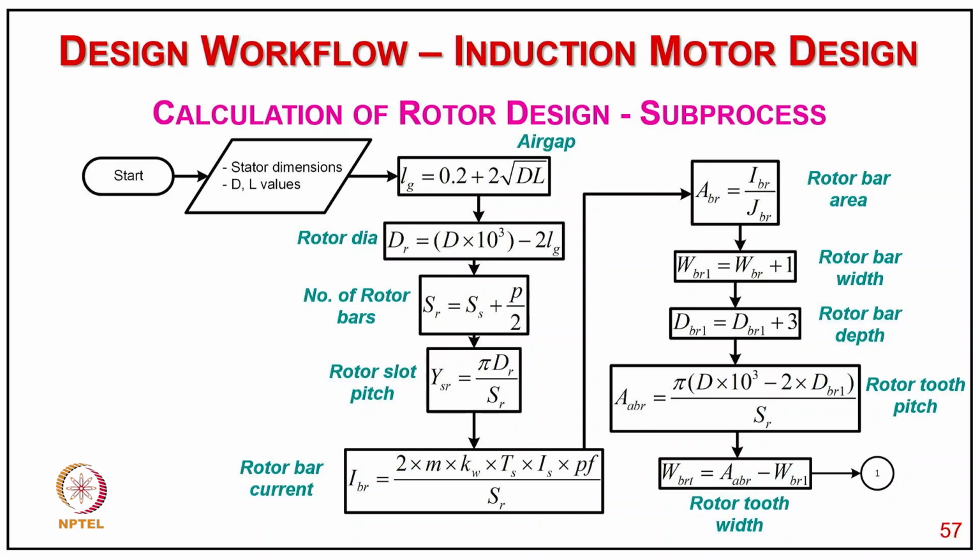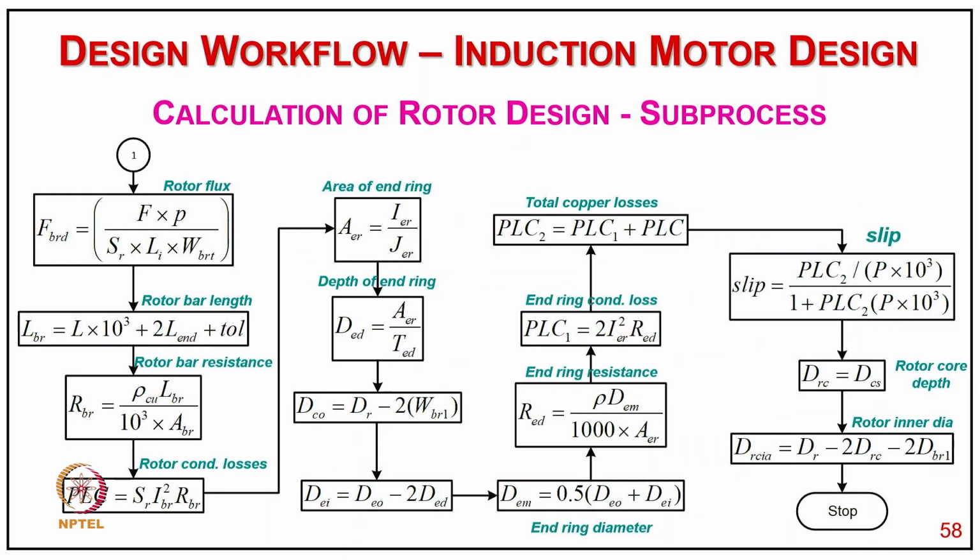Now, as part of this process, more microscopically, we have the stator dimensions already calculated from stator design, D and L. Then we calculate the air gap length from the relation lg equal to 0.2 under root DL, then rotor diameter D minus 2 lg, then rotor bars, typically Sr equal to Ss by 2, then the rotor slot pitch, Sr pi Dr upon Ssr. Then we calculate the rotor bar current from this relation, then the bar cross section area, then the rotor bar width, then rotor bar depth from these relations, and rotor bar pitch, and then we get the rotor width. Then we go next to calculate the rotor flux, then rotor bar length, rotor bar resistance, rotor conductor losses, then the area of the end ring, depth of the ring, and then the diameter at that depth and end ring diameters, then end ring resistance, then the calculation of total copper loss, or total winding loss in the rotor.